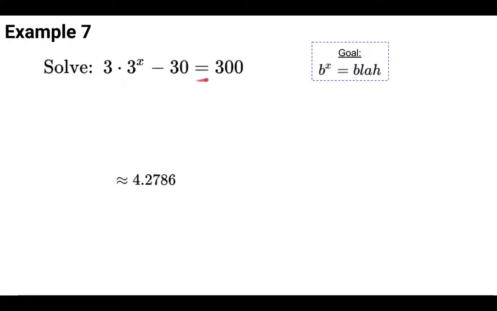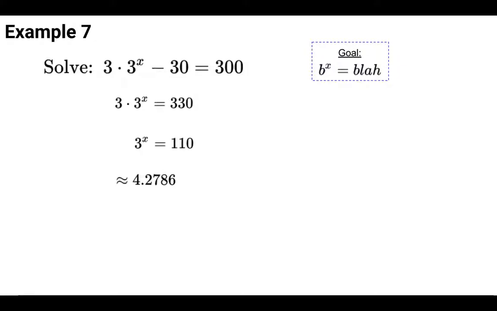So my goal is to get this into the form some base to some exponent equals whatever. If I have something that looks like this, now I can convert to exponential form. So it's kind of like what I'm thinking to do is isolate this 3 to the x. So I'll do that by first adding 30 to both sides, so that I get 3 times 3 to the x equals 330. Then let's divide 3 on both sides. And so that becomes 3 to the x equals 330 over 3. But we know that that's equal to 110.